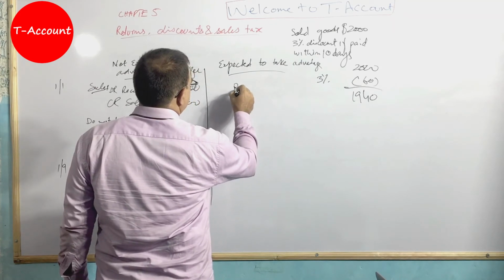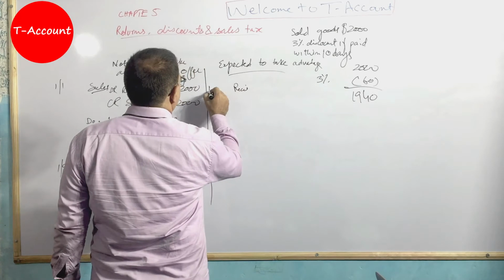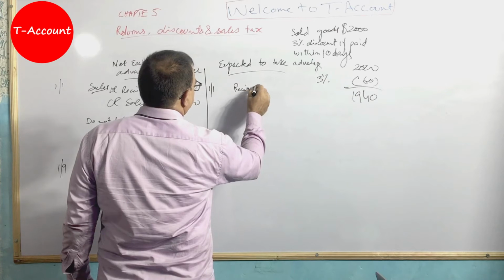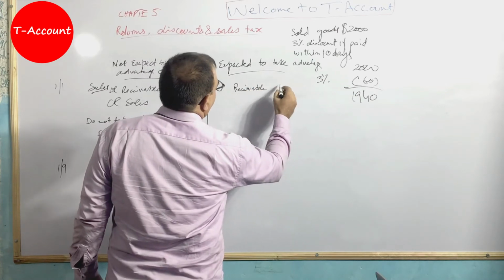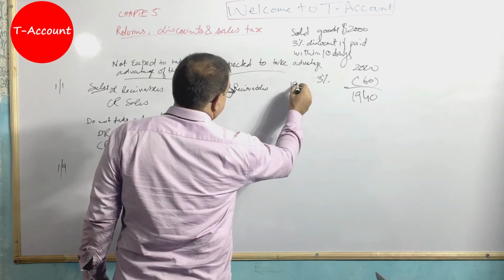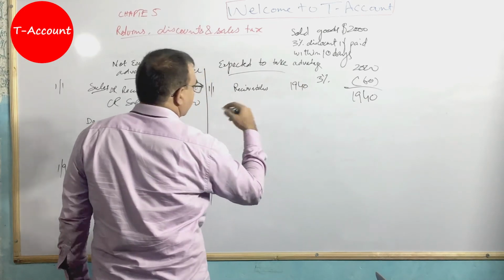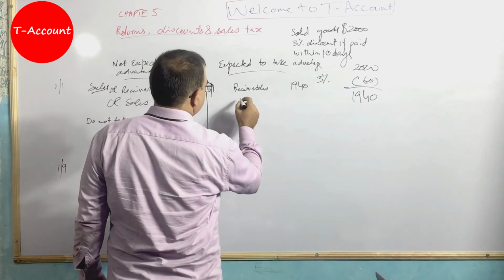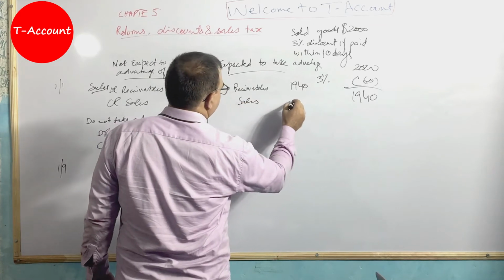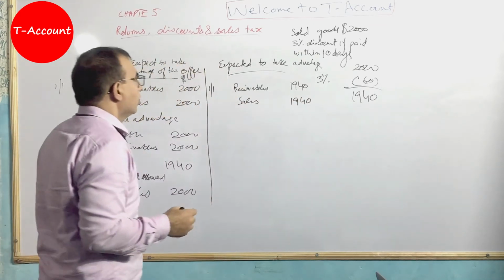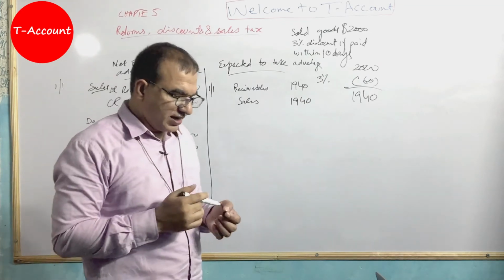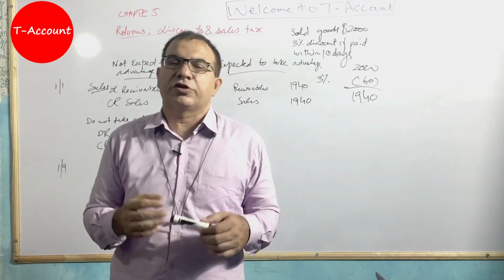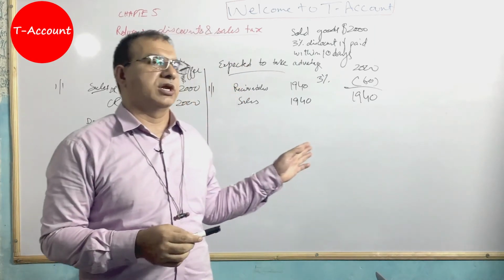Receivables, on say 1st January, receivables of 940 after discount, 2000 minus 3% discount. Receivables to sales. Clear? When you expect the customer to take advantage of the policy, of the offer you are making to them for cash discount, you will book it like that.